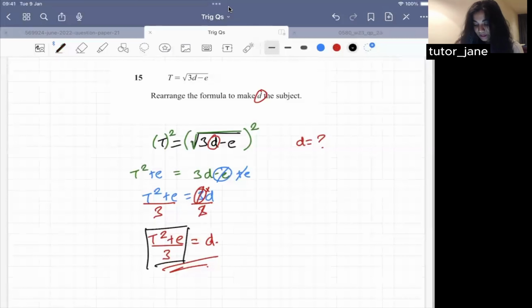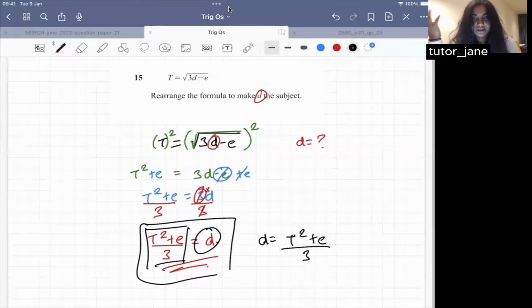this box here. Now, as convention in algebra, typically we would write this on the other side. So this would be written as D equals T squared plus E over 3. But that's the same as this here. Both are correct. This way is just the preferred way of writing your answer. And this is what you'd write on the answer line.